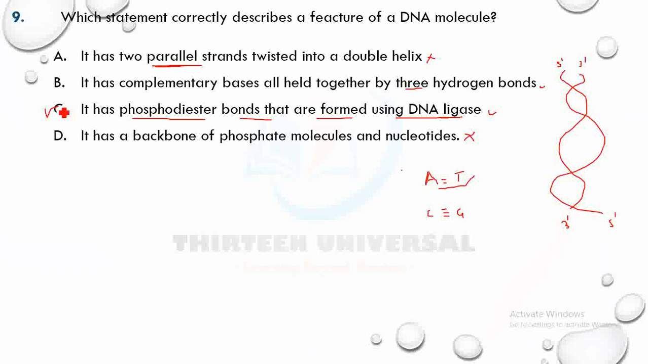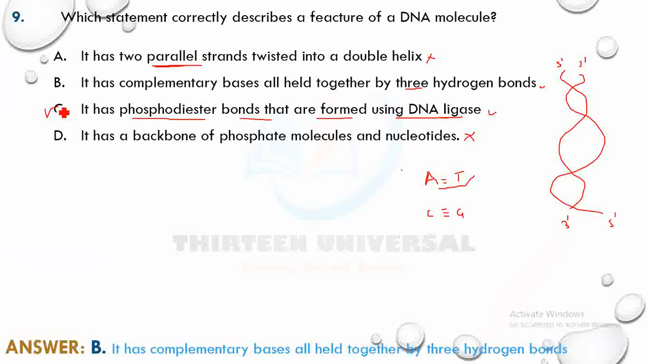DNA ligase can form phosphodiester bonds, so here the answer should be C. You can get back to us if you have questions, but I think it should be C. There's a typo error. C is more accurate than B, so the answer is actually C. All right, so that is it.